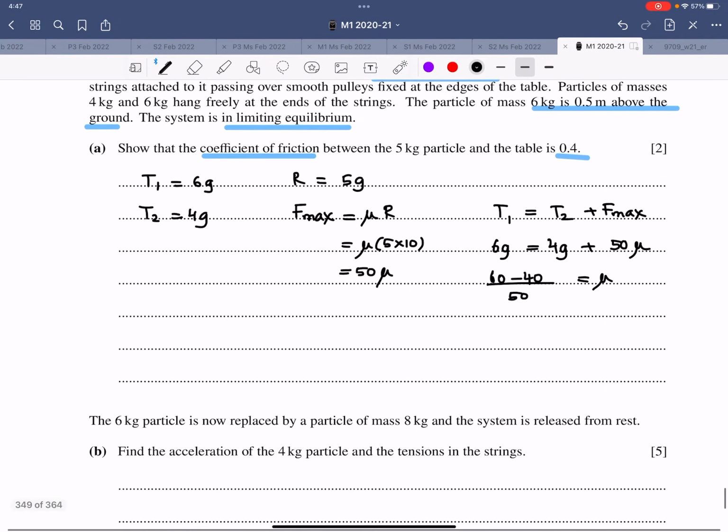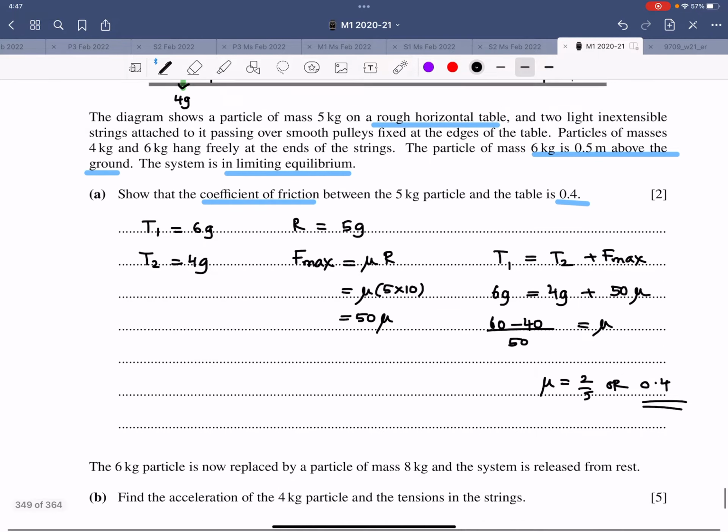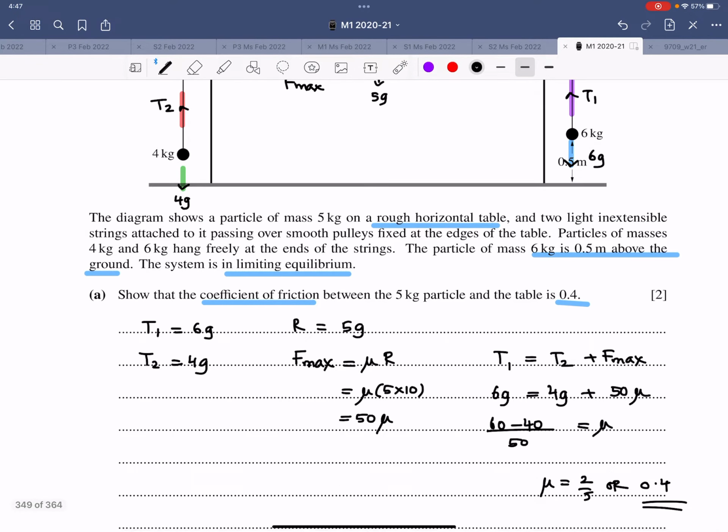So mu comes out to be 2 over 5 or 0.4. That is the answer for this particular part. That's for 2 marks, but it was not straightforward as such. A lot of work was involved. That's the first thing. Now, what's the second thing?